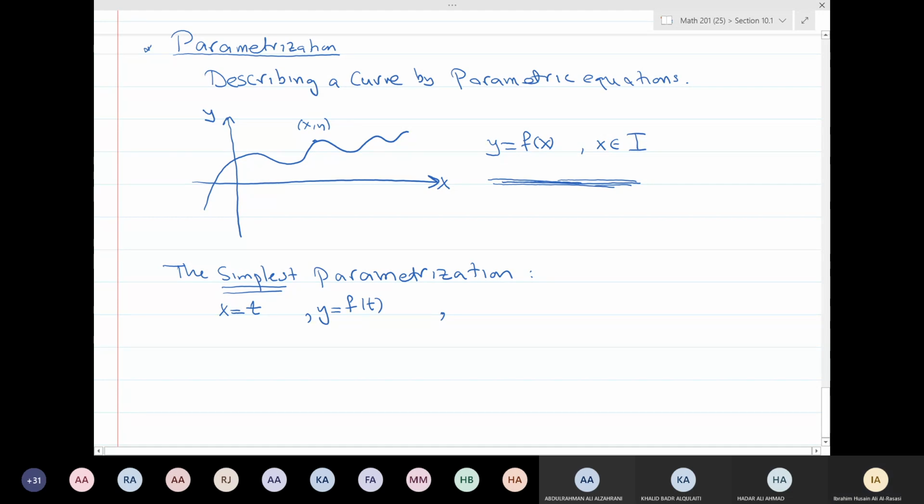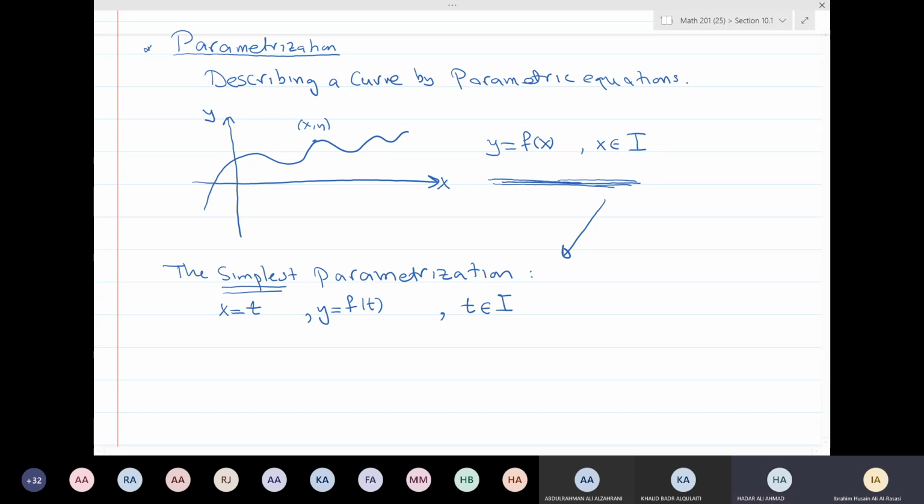Now, what is the interval for t? What are the possible values for t? This is the same as x. Y the same as x? Because x is equal to t. Exactly. So here x is in I, and x equals t. So just replace x with t. It will be I, the same thing. This is why it is the simplest, because everything is in front of you. You can get it from the Cartesian equation. This is the simplest way to parameterize.